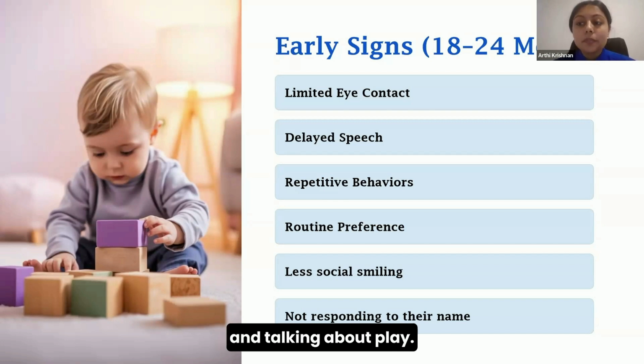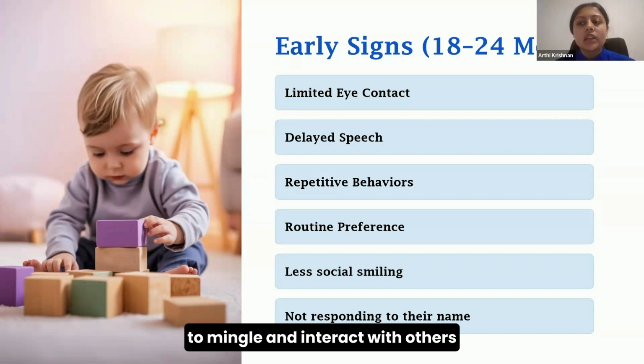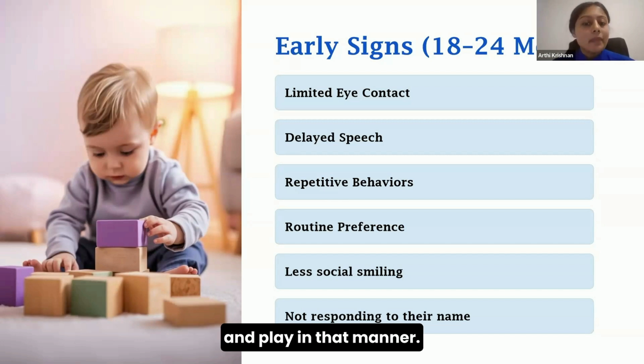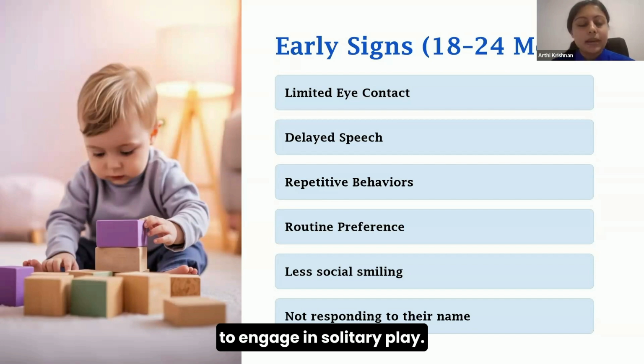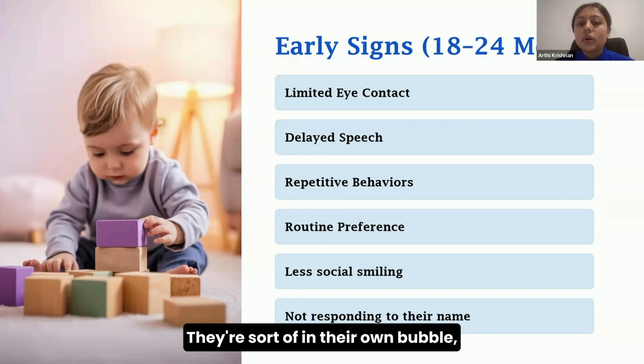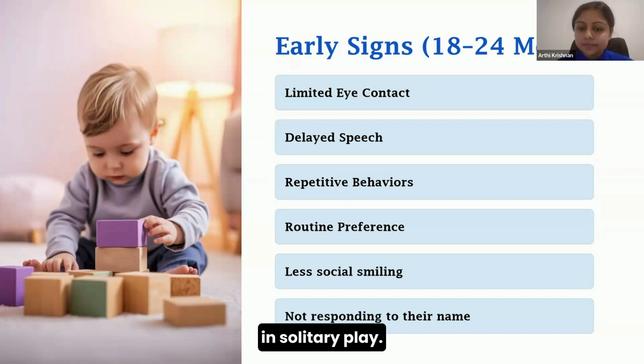And talking about play, ideally, we expect children to mingle and interact with others and play in that manner. But individuals with autism spectrum disorder have the tendency to engage in solitary play. So they prefer their solitude, they're sort of in their own bubble. And when you try interacting with them, that is something that they don't prefer much. So it's a form of them isolating themselves and engaging in solitary play, solitary and repetitive.